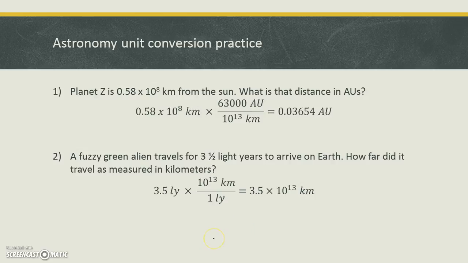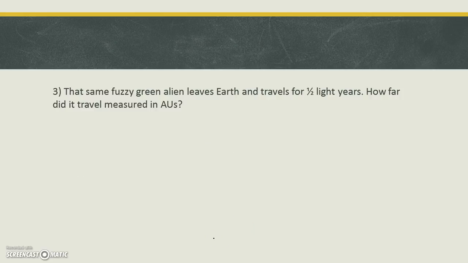All right, one more. Here it is. That same fuzzy green alien leaves Earth and travels for 1/2 of a light year, 0.5, right? How far did it travel measured in AUs? Okay, pause it, try it, come back and check your answer.